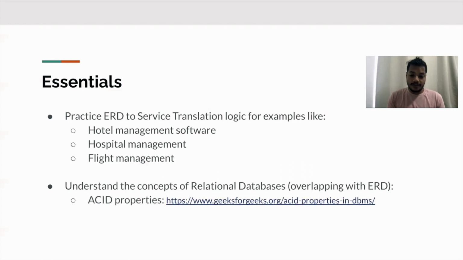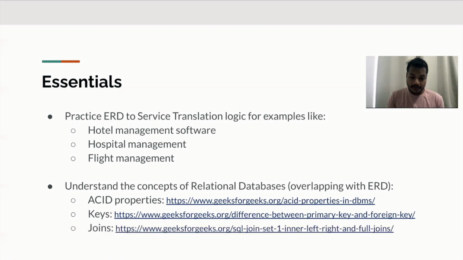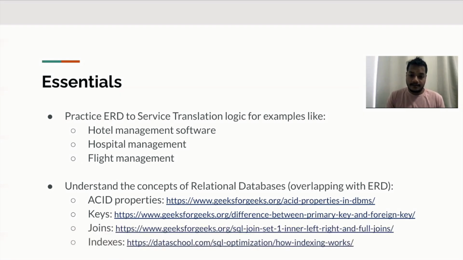So I would want you guys to cover the following points in the relational database section. One is the ACID properties. Second is the keys: the primary and the foreign keys, candidate keys, joins, and indexes. I have given the useful links which you can follow and read about them.